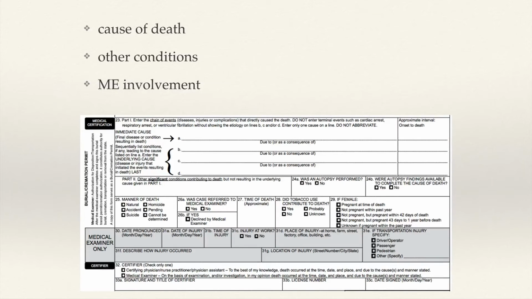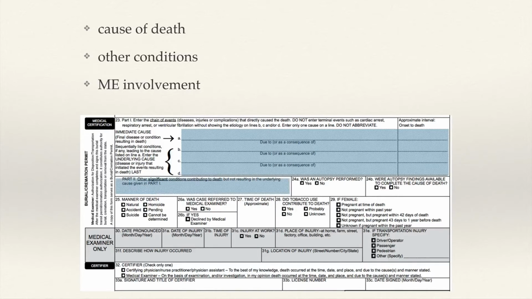There are a couple big pieces of this middle bottom third section that we have to deal with. One of them is the actual cause of death. The next piece is what other medical conditions the patient had that might have contributed to that cause of death. And then the very last piece is the medical examiner involvement. The other things are fairly self-explanatory, such as the time of death and whether an autopsy was performed.